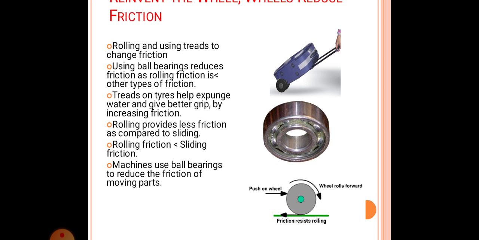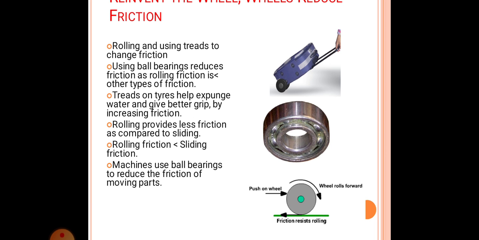Uses of ball bearings in machineries. One of the greatest discoveries of mankind is the wheel. The wheel reduces the surface in contact and thereby reduces the friction. Now the wheels are attached with a device called a ball bearing, which reduces the friction.